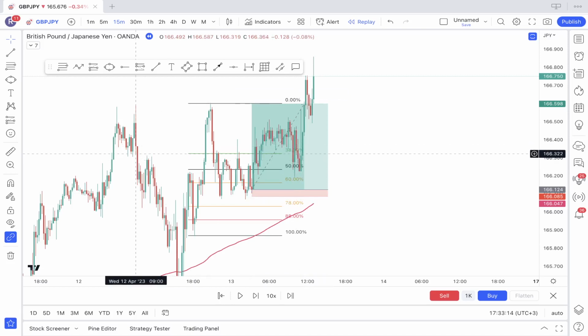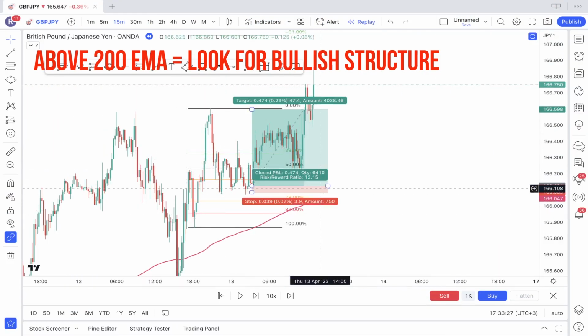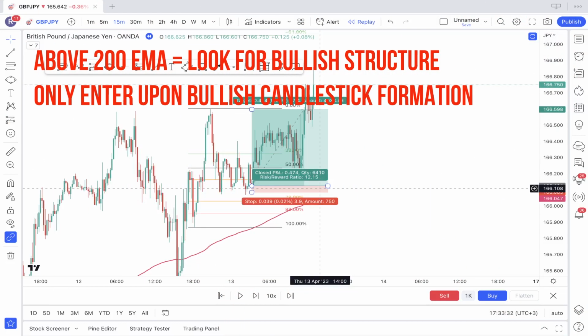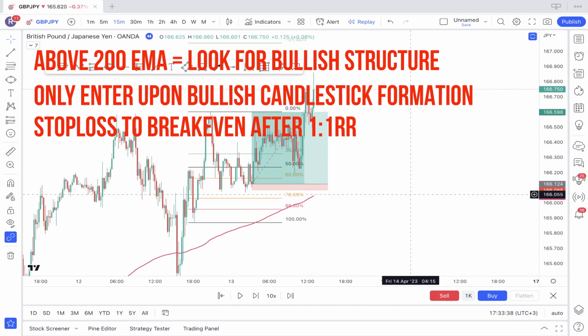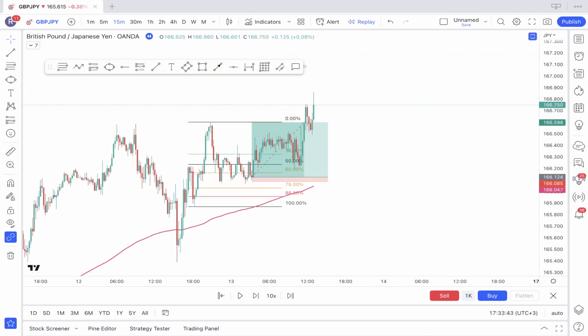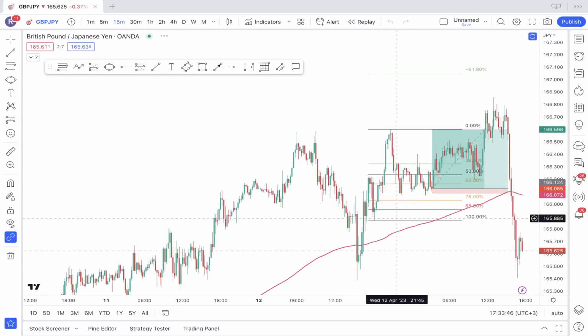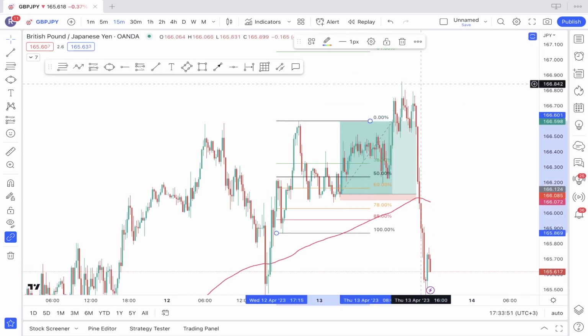I'm not cherry picking. If you stick to the rules of this strategy and if you do your own diligence to backtest it to get the hang of it, because like you saw, there's a set of rules that you need to respect. Okay, if price action is above the 200, I only look for bullish market structure. I only enter if I see bullish candlestick formations. Then I ensure my stop loss at break even after 1-to-1 is reached. Okay, these rules are super important for you to follow in order to be successful with the strategy.